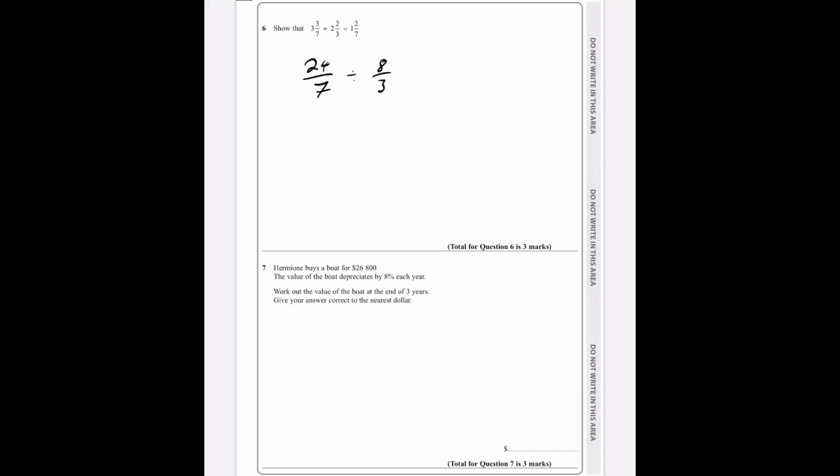For the fractional division, just be careful, it's a show that question, you must show every step. Writing them as top heavy fractions, flipping the fraction we're dividing by and multiplying. Cross cancelling, absolutely fine as long as you show that you are cross cancelling. If you haven't and you've cancelled later on, that's absolutely fine too. 9 over 7, and then that is equal to 1 2/7.